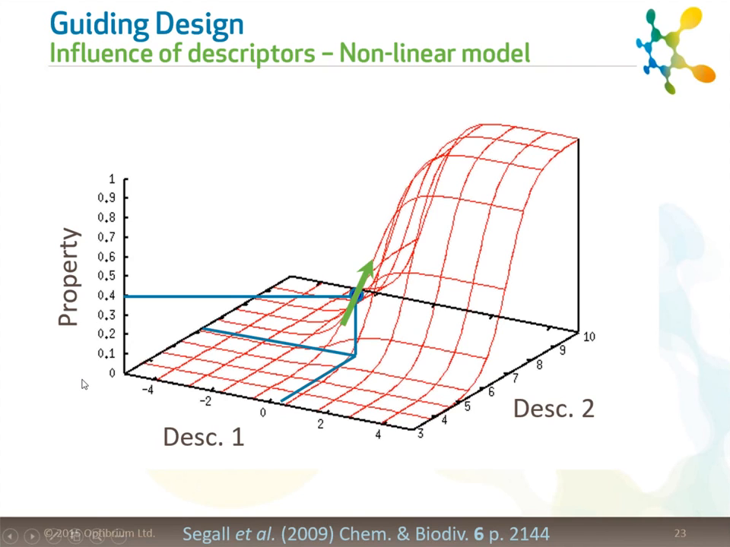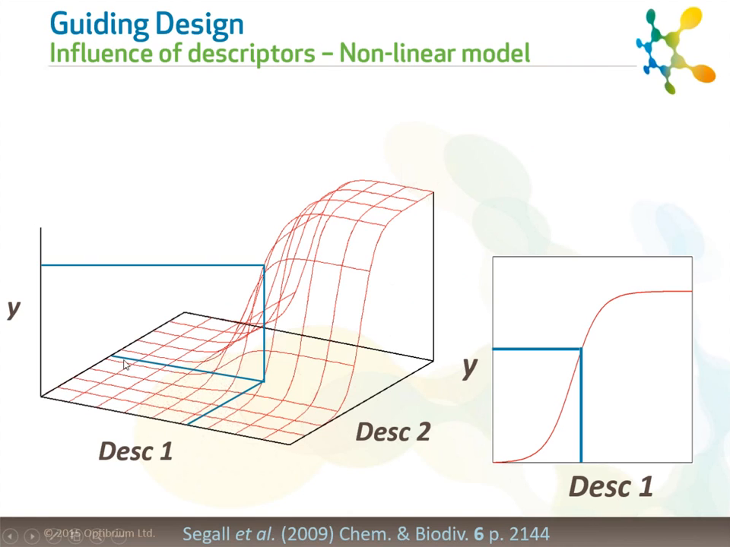But notice now that the direction that most strongly influences that property will vary according to where we are on that surface. And so we can look at that in terms of individual descriptors and at the local direction which will have the greatest influence on the value of that property.